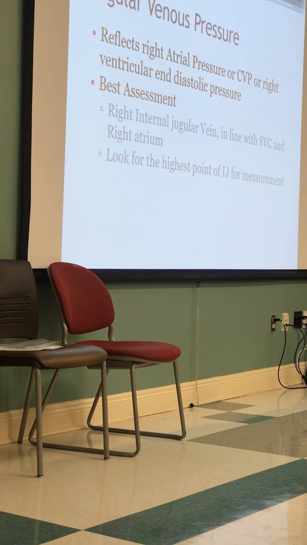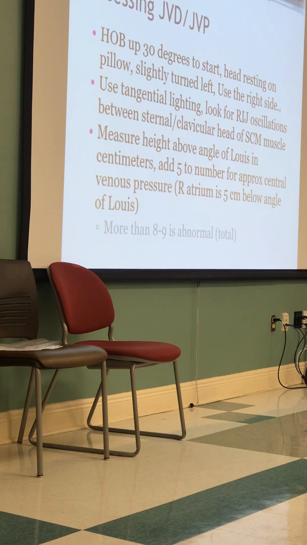What's below the angle of Louis? I'm going to tell you because I haven't told you yet. It's the right atrium. It's 5 centimeters below the angle of Louis. Okay? 5 centimeters below the angle of Louis. The right atrium is 5.